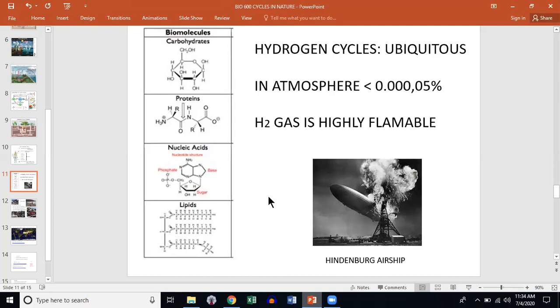And that's why the balloons that used to be filled with hydrogen for parties are now filled with helium, which is inert and doesn't explode like hydrogen does. But that's just the atmosphere. It turns out that most hydrogen is actually trapped in molecules, because all the four major groups that I mentioned, the carbohydrates, proteins, nucleic acids, and lipids, all of the organic molecules are literally coated by hydrogen. They're coated by hydrogen because hydrogen stabilizes the molecule.